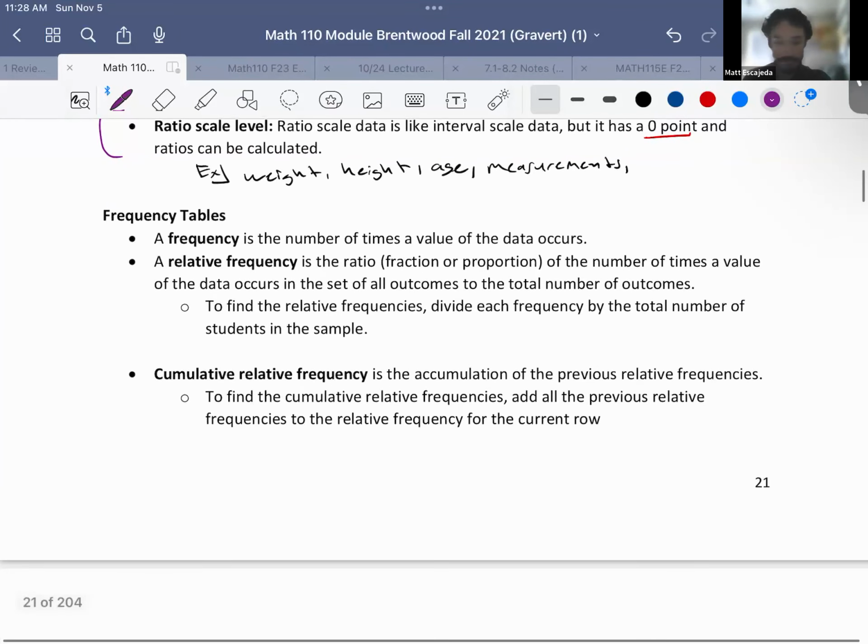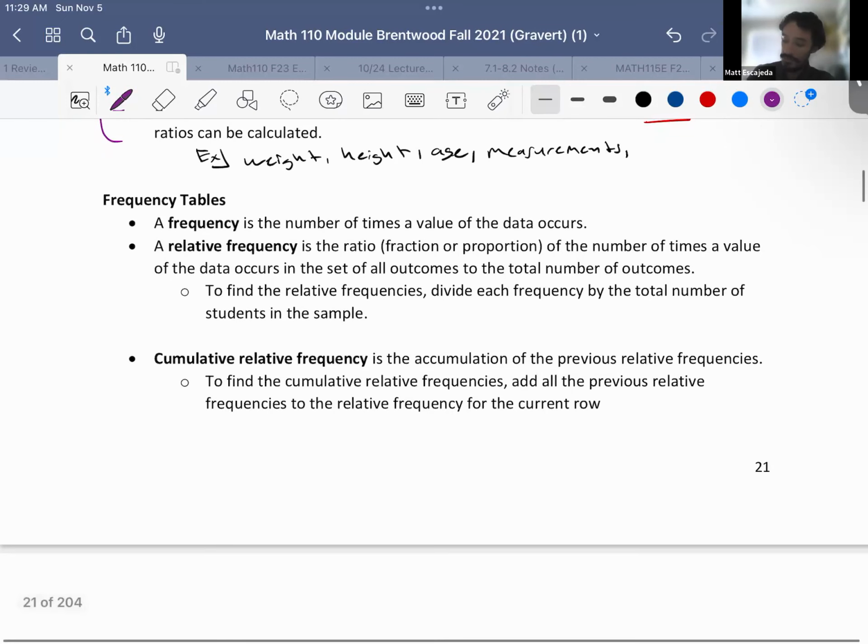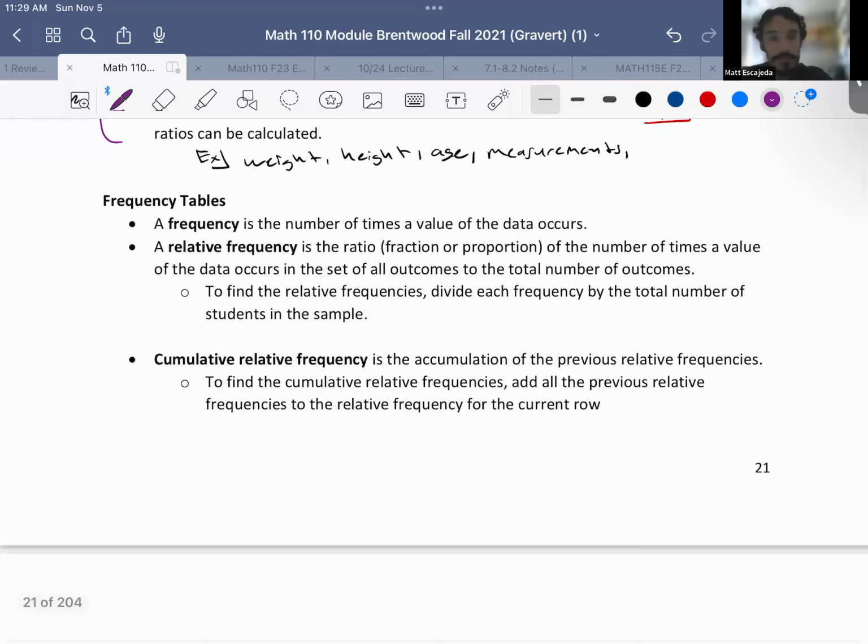Frequency tables. This is just a list of what a frequency table is and sort of the breakdown of them. If it's a little confusing in these paragraphs, wait till you see an example and hopefully it'll make more sense. But let me read through this and we'll see an example. A frequency table is a number of times a value of the data occurs. So frequency, like, how frequent, things like that. So hopefully that terminology sticks a bit.